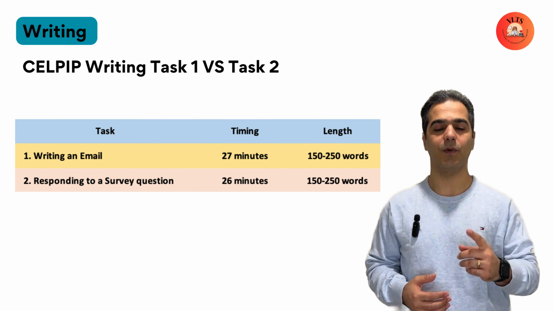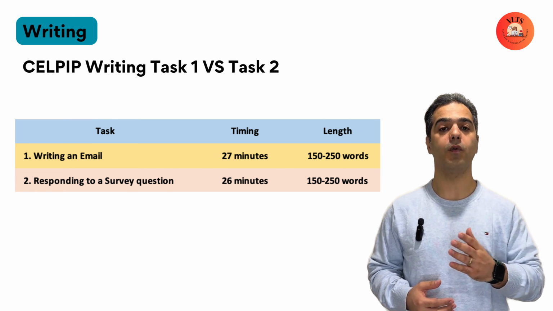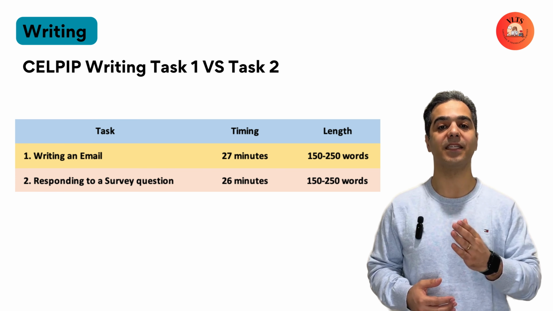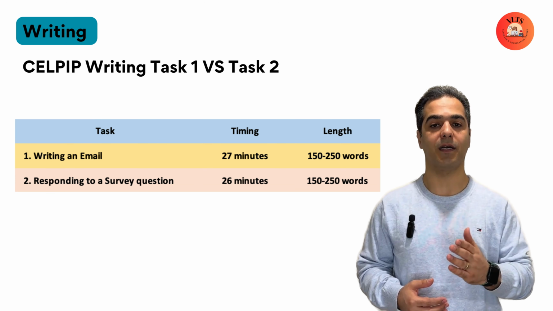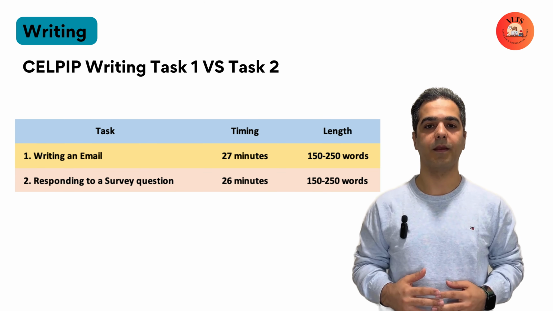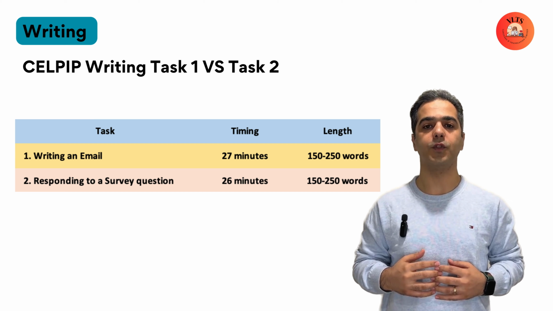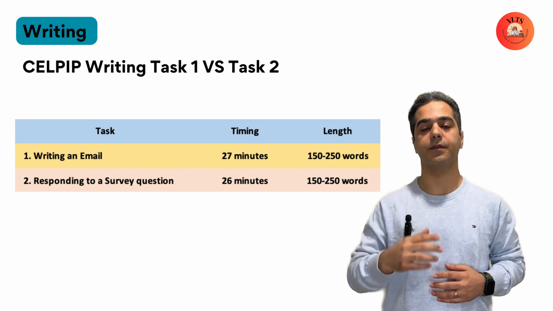Differences. Task 1 requires you to write an email, either formal or informal, based on the instructions given, typically addressing a supervisor, a colleague, or someone you have never been in contact with before. But in task 2, you'll choose and explain an option based on a scenario with two options. If you haven't explored our CELPIP writing task 1 video, we'll provide you a link for your reference.